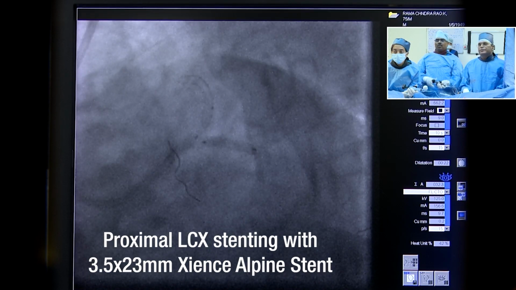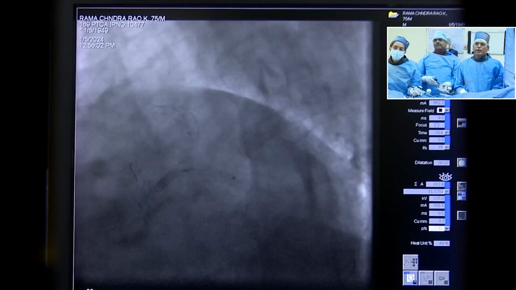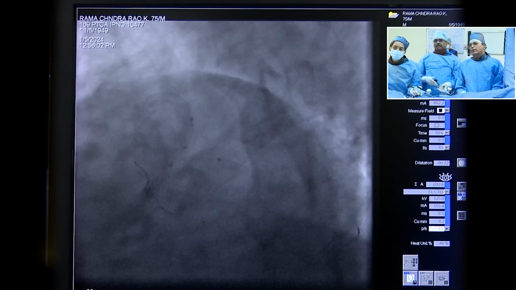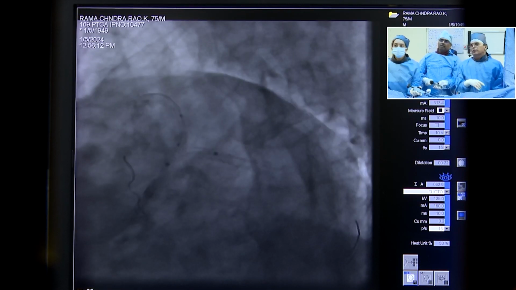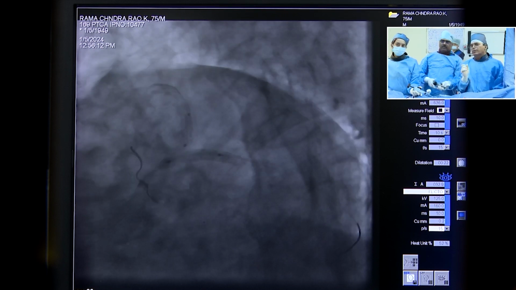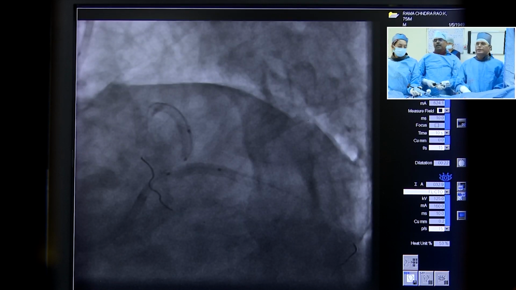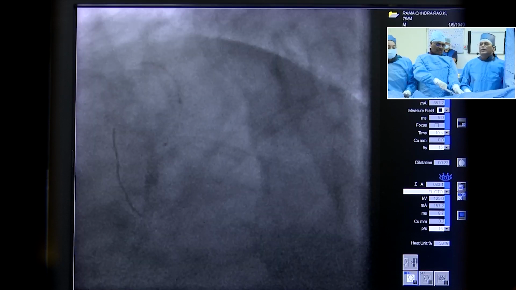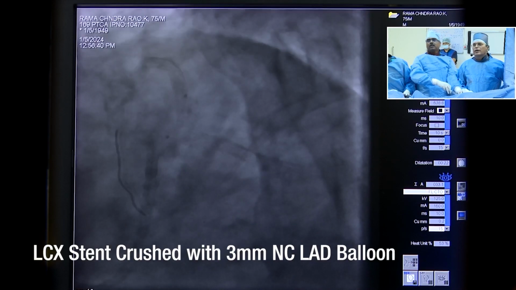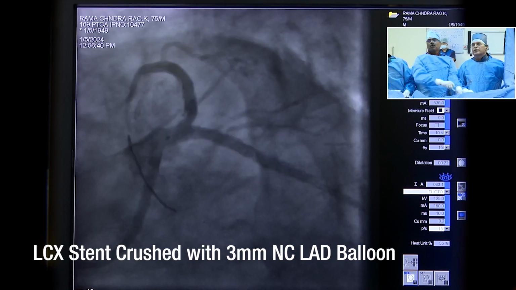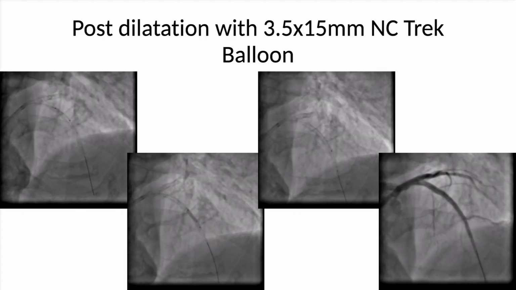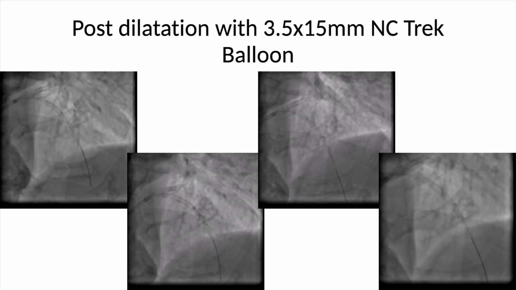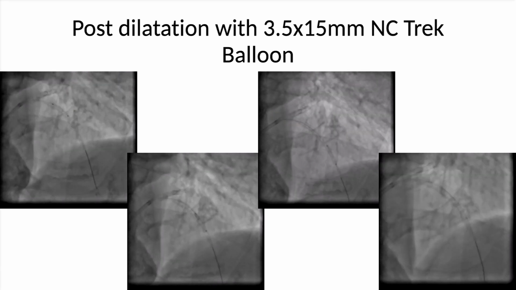Deflate. Always the ostium should be adequately dilated. Before crushing, the ostium of the LCX stent should be opened perfectly. Deflate. Yeah. I am removing the wire and balloon both. Deflated. Ready? Inject. Good. 18. 18, 20. Deflate. LED, let us see distally. Ready?